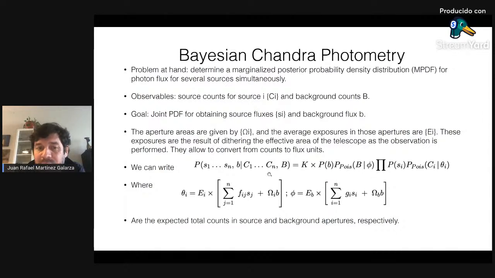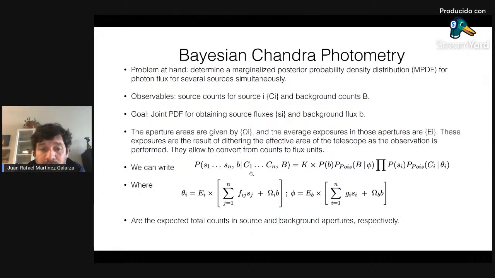So again, this is a very simple statistical model that is assuming that the distribution of counts in each of those apertures and in the background is given by a Poisson process. All you have is what you've measured, the B and the C's, and you're going to try to determine what the S are, and that relates to the expected number of counts that you expect in your aperture. And those quantities, the expected number of counts in the aperture and in the background, are given by this parameter here, which are the expected total number of counts in the source and the background respectively.